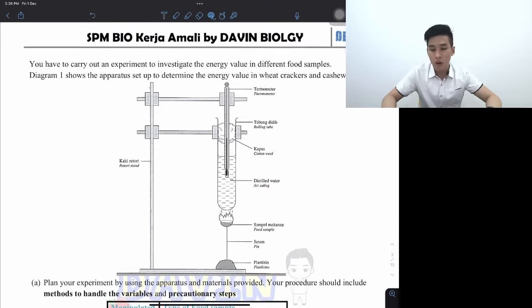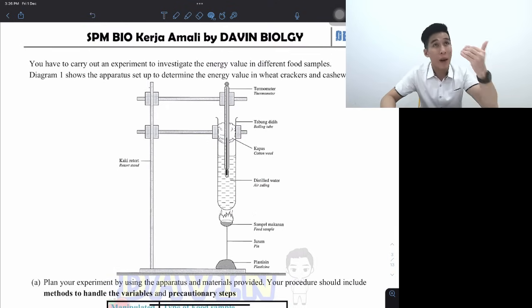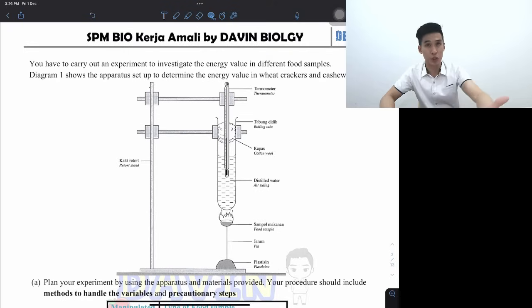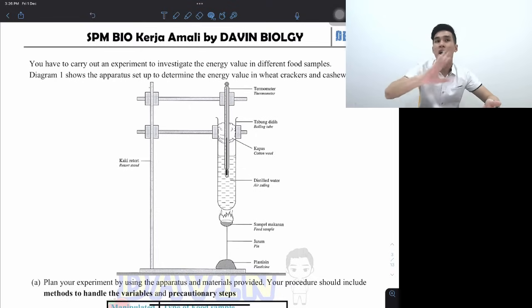For the past 2 years of SPM Bio Amali, it came out guided, meaning they give you the procedure and you don't have to write it. However, since it came out unguided 2 years in a row, there's a chance this year the procedure will come out. So I'll teach you all how to write it. It's very simple.